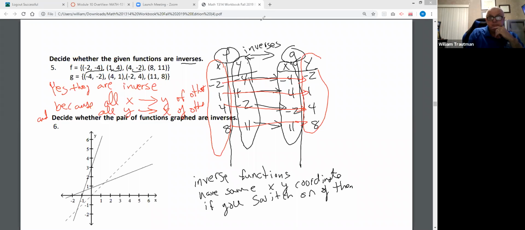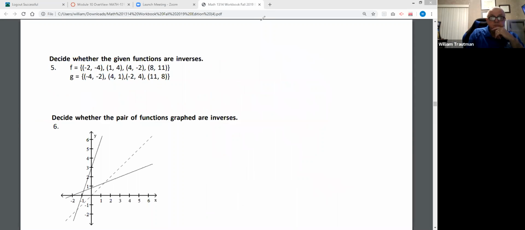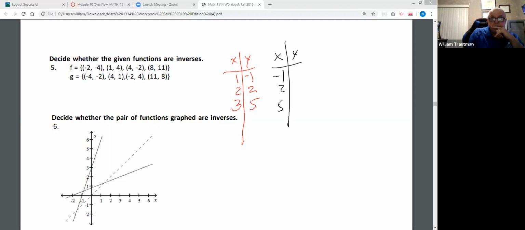All righty. I'm going to do another one. Let's say I have x, y, 1, 2, 3, -1, 2, 5. And in my other function, I have -1, 2, 5, and I have -1, 2, 3. And the question is, are these functions inverse?